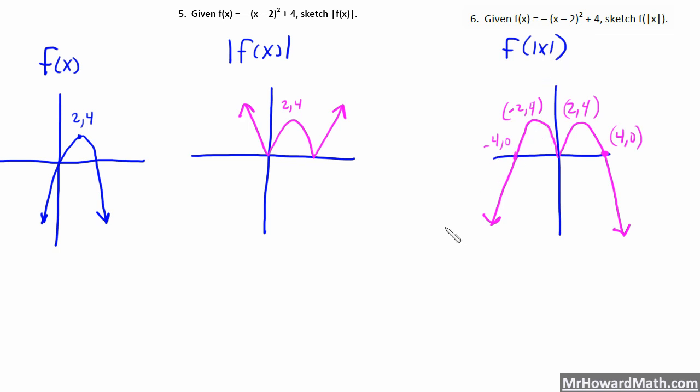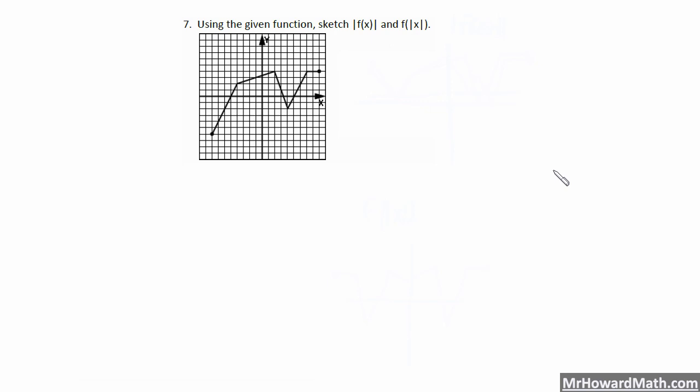Alright, let's move on to question 7. Question 7 says, using the given function, sketch absolute value of f of x and f of absolute value of x. So we'll do absolute value of the whole thing. So absolute value of f of x first. So remember, that's like the absolute value of all of our y coordinates. So that means that everything below the x-axis, so all of this is going to be reflected, and then the lower part is erased. So it's erased but reflected. So that looks like this.